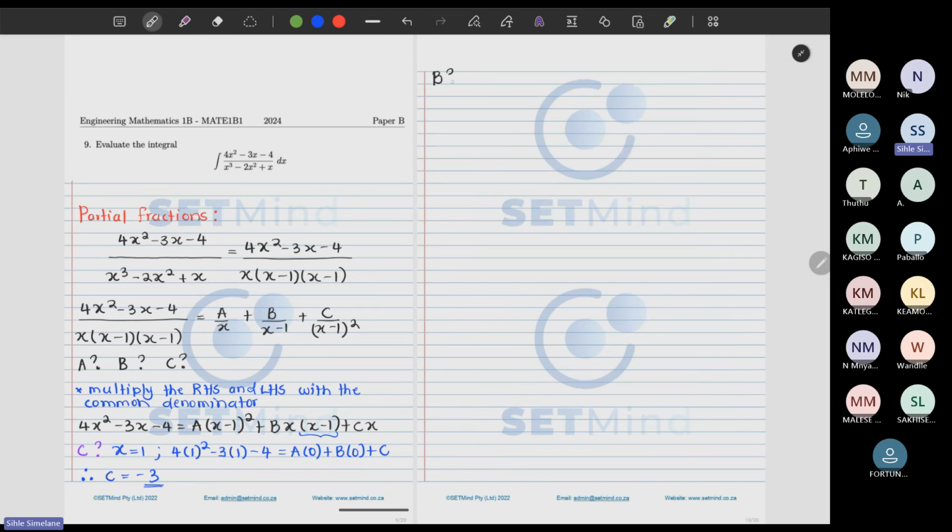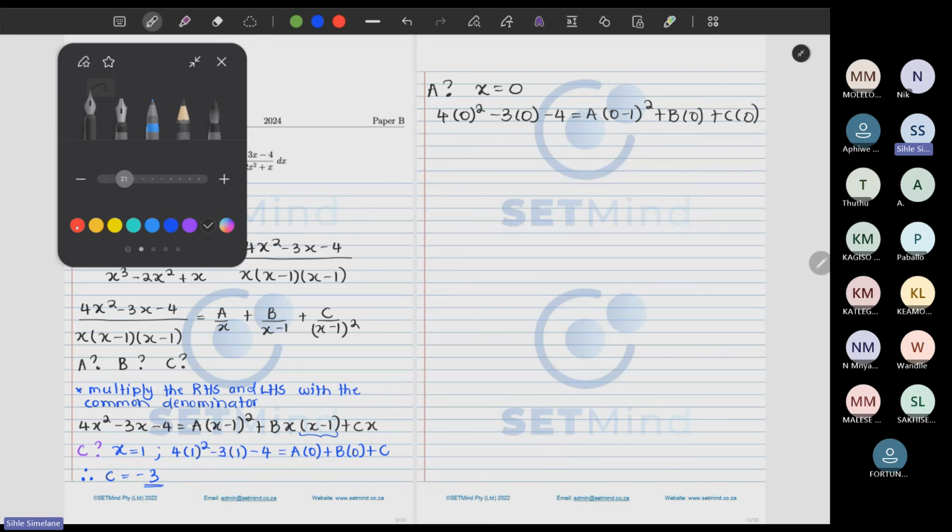So if you think carefully, maybe let's not find b, let's find a. If you look at a carefully, if I can set x to be 0, the b will be gone and the c will be gone. So we are going to say, let's set x to be 0. So when you look at the left-hand side, you'll have 0 squared minus 3 times 0, and then minus 4. This will be equal to our a. We'll have 0 minus 1 all squared. Our b will be multiplied by 0, and our c will be multiplied by 0.